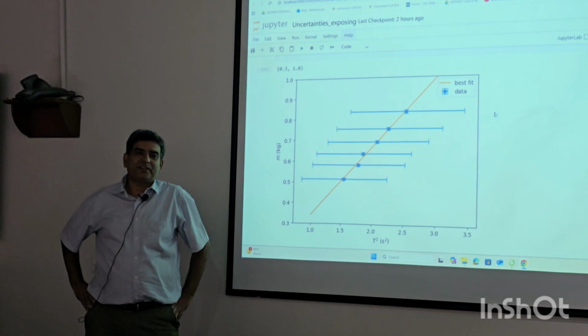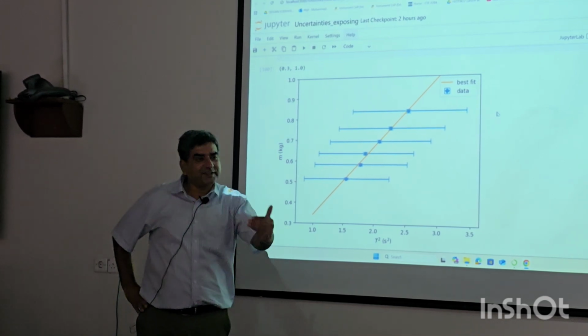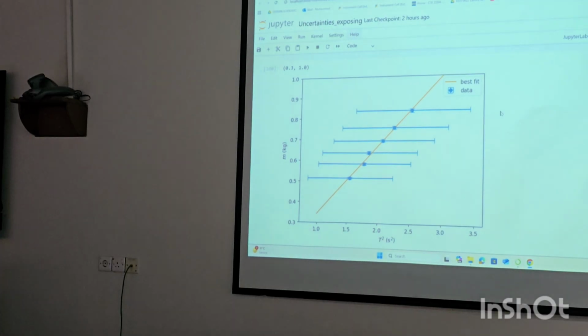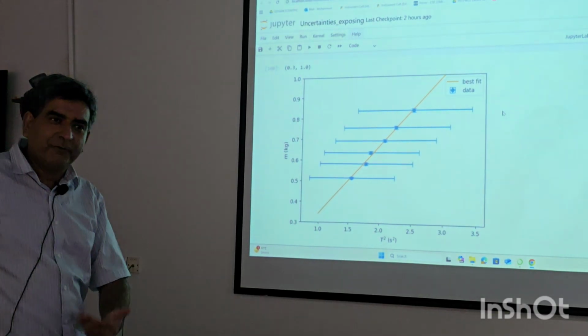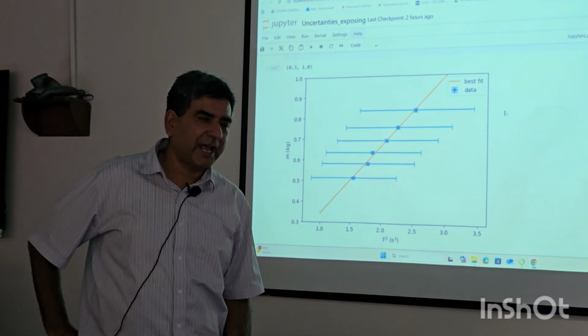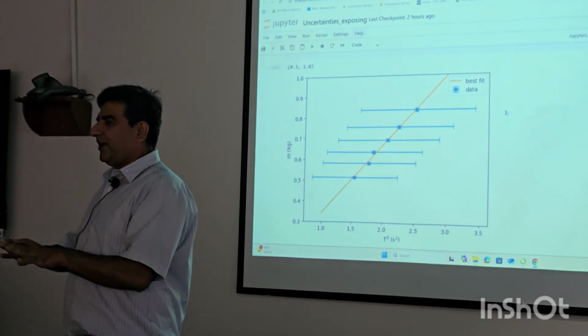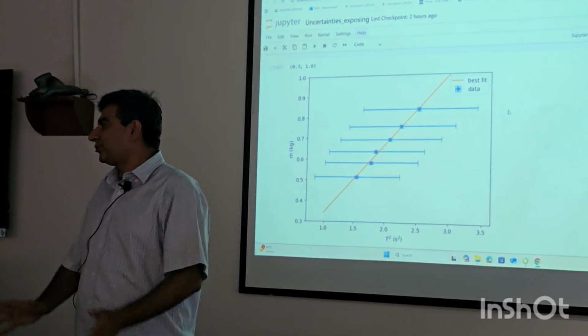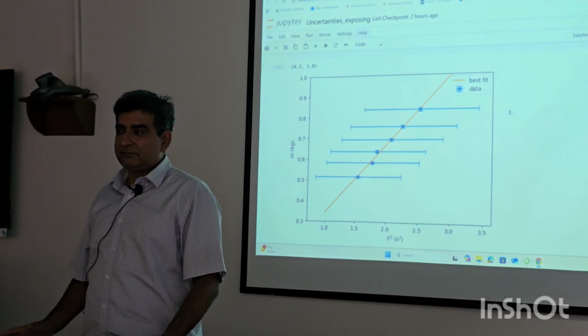But the question remains: what is the uncertainty in this slope? This slope will also have an uncertainty. So the parameter that you found will also have some uncertainty in it. How do you find out that uncertainty? Because if you don't quote your uncertainties, your result is just a mere reading. It's not a measurement. Worst fit line.